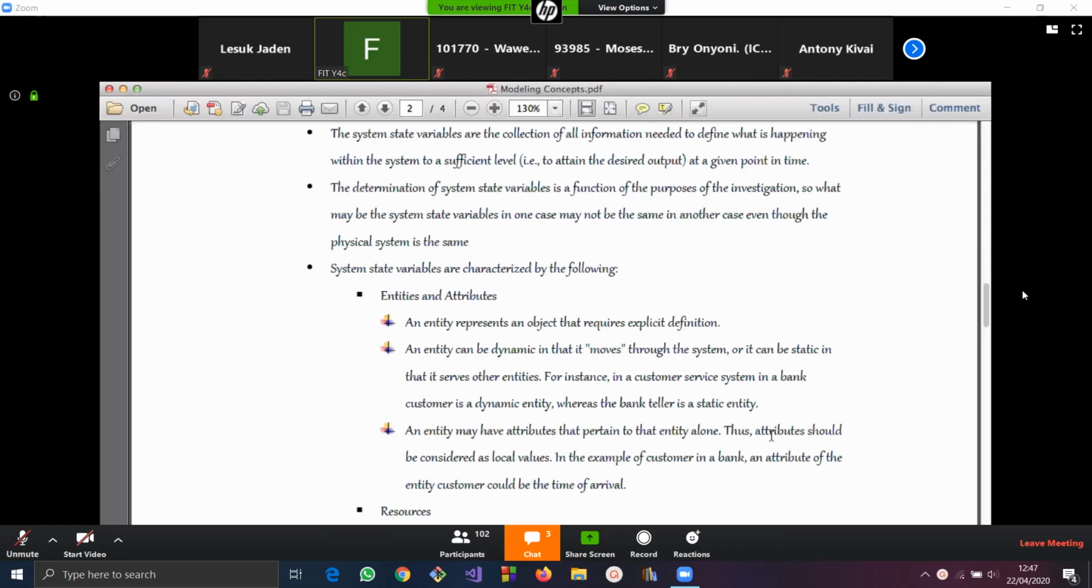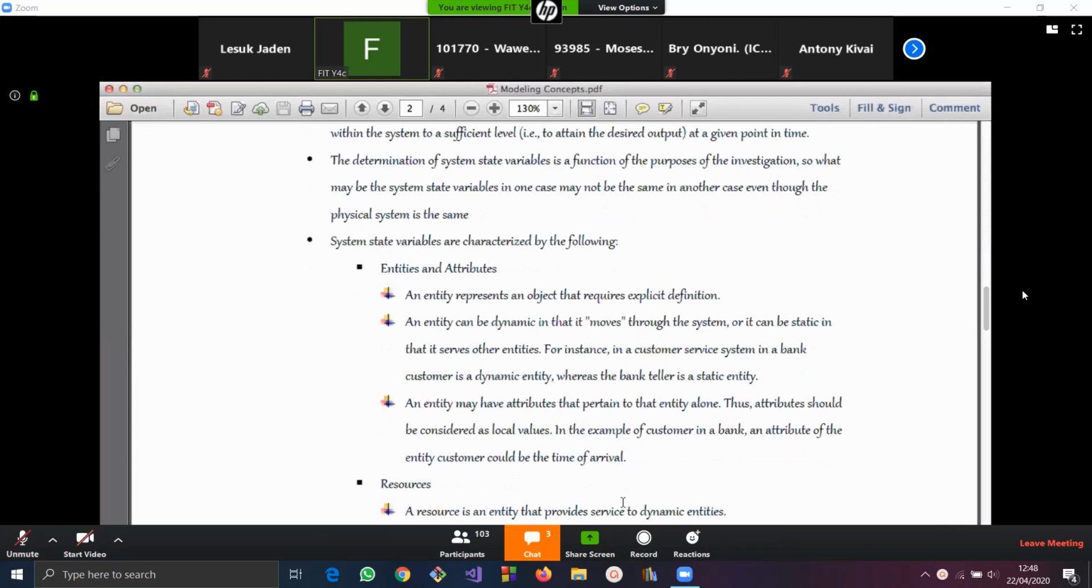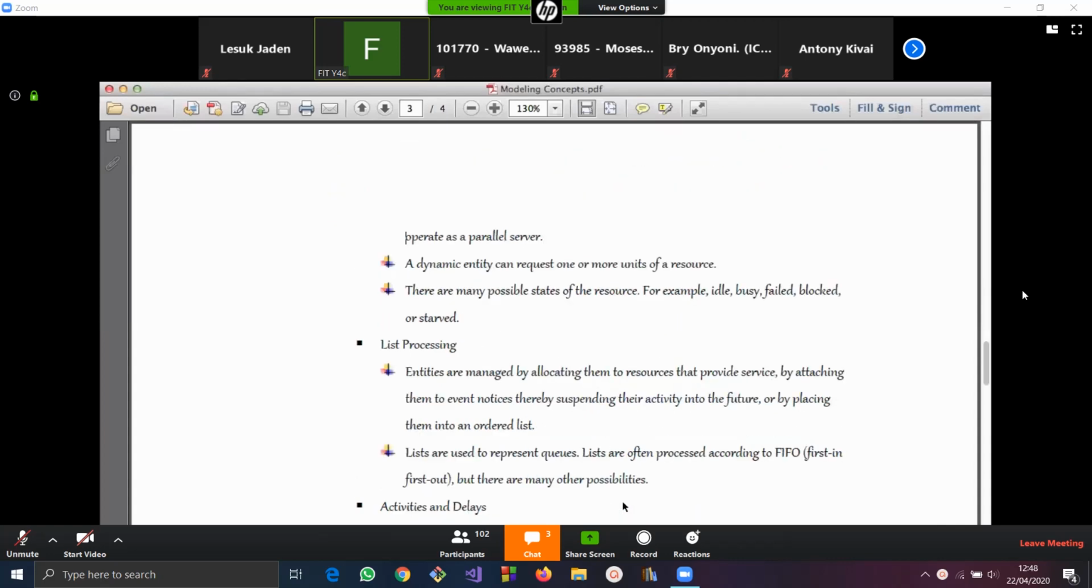A state variable. A resource is an entity that provides service. A resource is an entity that provides dynamic service to a dynamic entity. The resource can serve one or more than one dynamic entity at the same time, so it operates as a parallel server. An example of resource states is idle, busy, failed, blocked, or starved.